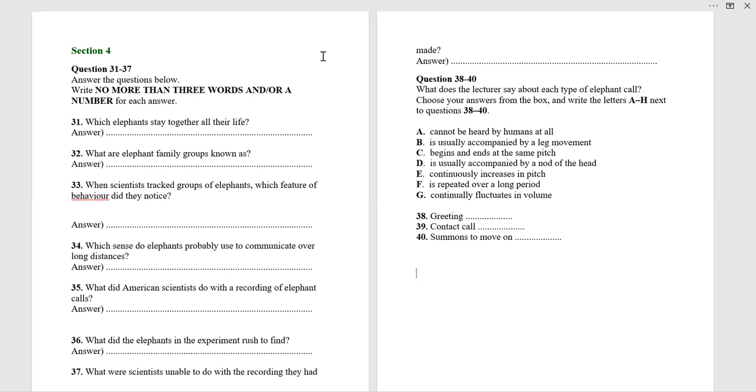36 is not there. Okay, a female elephant. What did the elephants in the experiment rush to find? A female elephant. I couldn't get the particular question in this one. What did the elephants in the experiment do? So they were doing an experiment. They started looking for a female elephant.